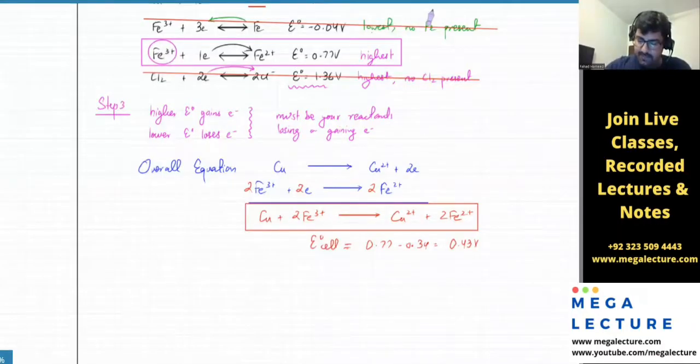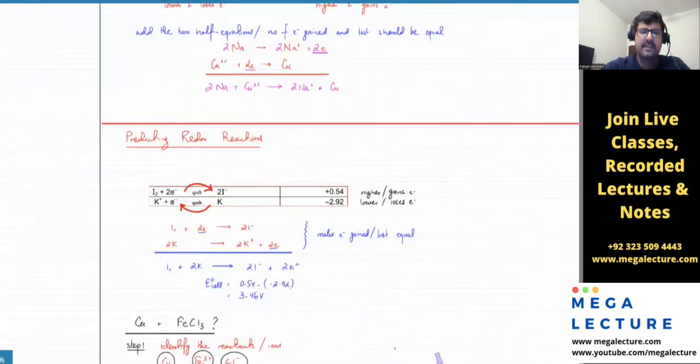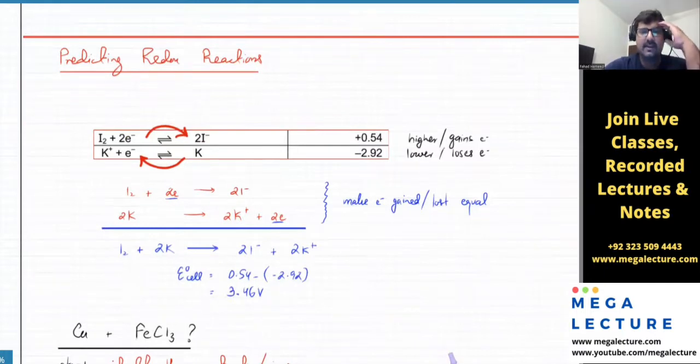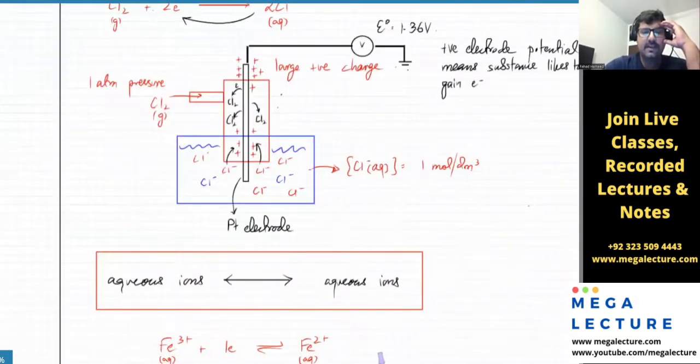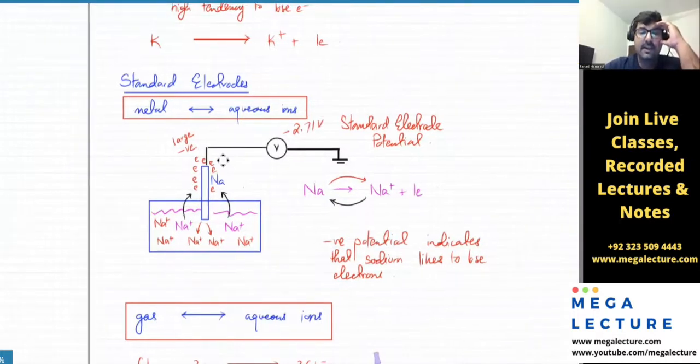So what we did was: higher potential gains electrons, and lower potential loses electrons. We did electrode potentials, and I told you that if some substance wants to lose electrons, a lot of electrons would accumulate on the electrode and it's going to have a very low potential.